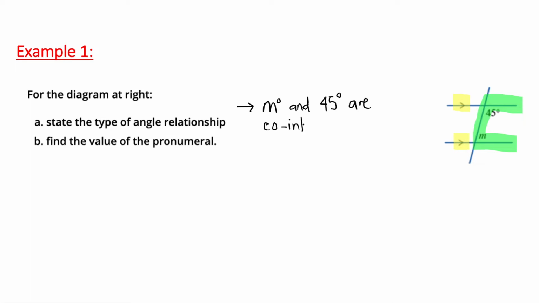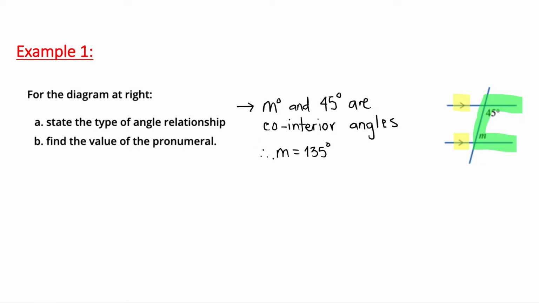And if we know that they are co-interior angles, we know that they have to add up to 180. So if I complete 45 to 50 and then 130, it's going to be 135. Agree? So therefore, M is going to be equal to 135 degrees.